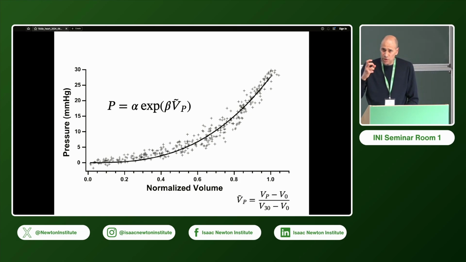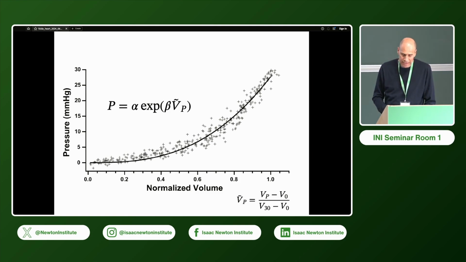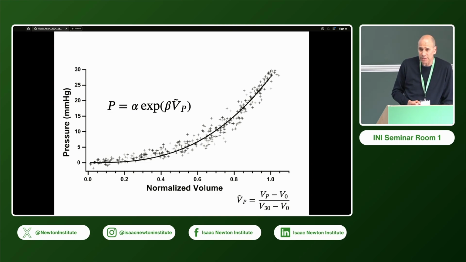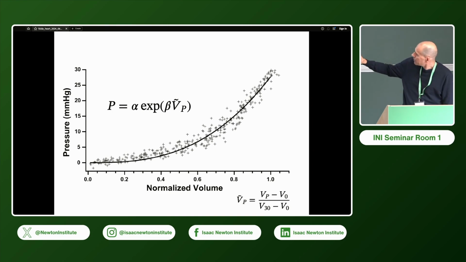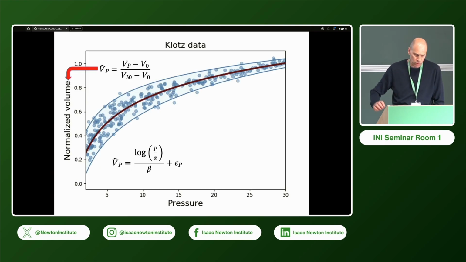That is the volume at the reference pressure P minus the volume of the unloaded state, divided by the volume at pressure 30 millimeters of mercury minus the unloaded state. And you see the authors found a nice empirical relationship, represented by this Klotz curve, an exponential law. So we want to integrate that into our Bayesian framework. The first thing is it's a bit odd the way they present it, because the independent variable is really the pressure. The volume is the dependent variable. So we show that differently.